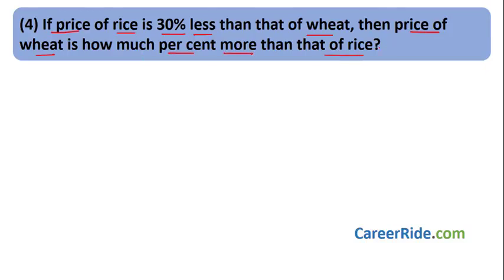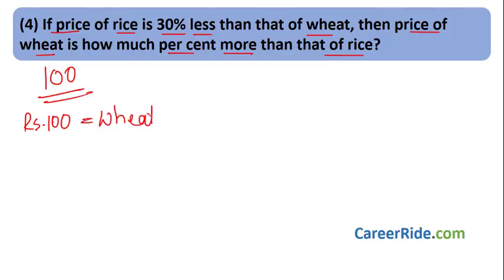Again, very easy. In such sums, we do not know what exactly the price is. We only know the percentage. So how do we approach these kinds of percentage sums? It is very easy. Always take some arbitrary value. The best value to take while calculating percentage is 100, right? So let us assume that the price of wheat is rupees 100, right?